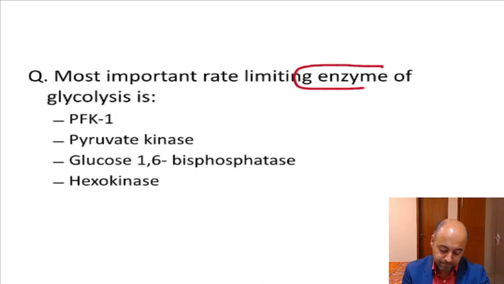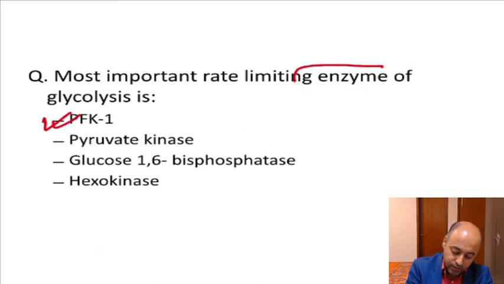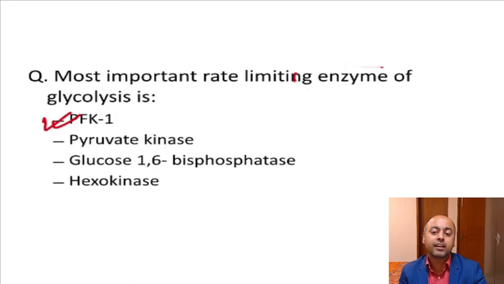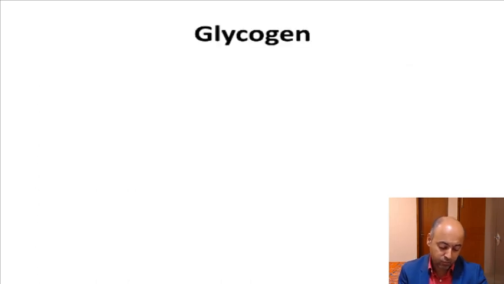Moving on, most important rate limiting enzyme of glycolysis. So again you can mark it here, PFK1. Most important rate limiting enzyme of glycolysis is PFK1. Please note PFK1 is not directly affected by the hormones, it is only indirectly affected by the hormones.